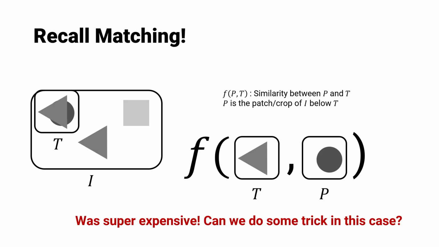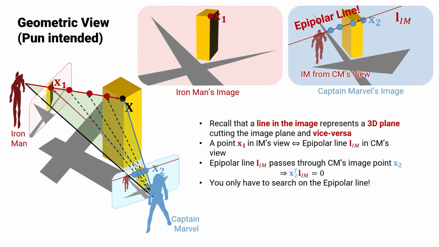We can make life very simple. Instead of searching through the entire image, we can only search on the epipolar line. So if we know the epipolar line, which can be computed, we can basically say, hey, it's going to lie on this line somewhere, and we are going to only search on this line. We will see an example of this in the later part of the video. So stay tuned for that.